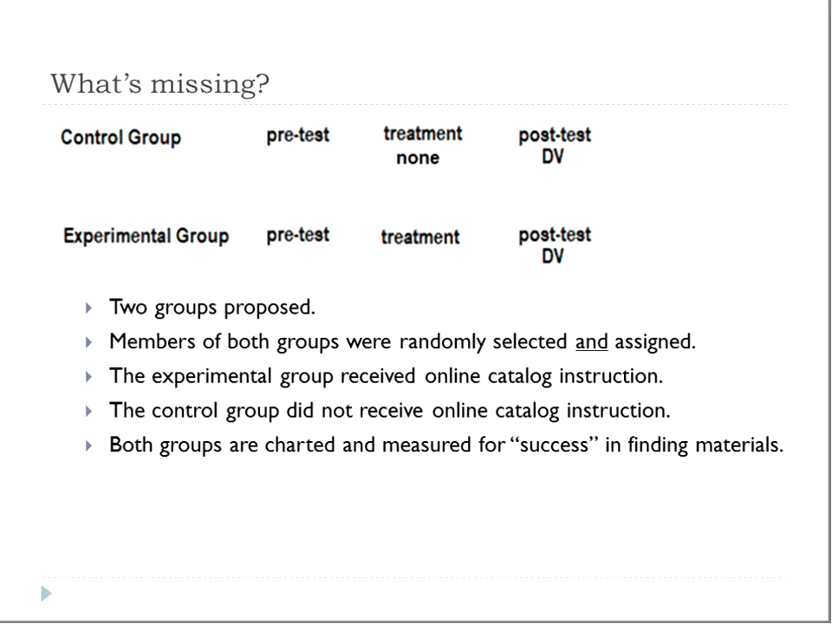So here's the diagram once again for a true experiment. It has to have a control group, it has to have an experimental group. All right, they had that, 2 groups proposed. Members of both groups were randomly selected and assigned. They did that. The experimental group received the online catalog instruction. That was their IV, their independent variable. The control group did not receive that IV. And both groups were charted and measured for success in finding their material.